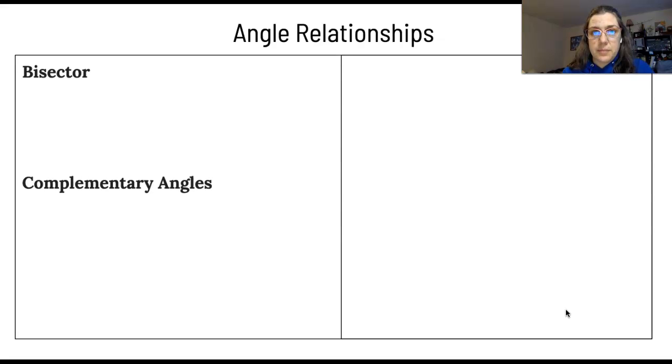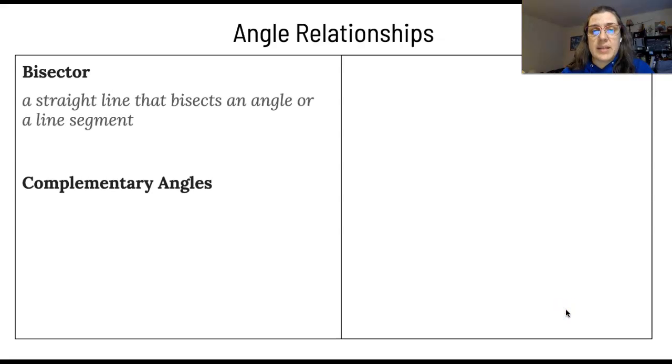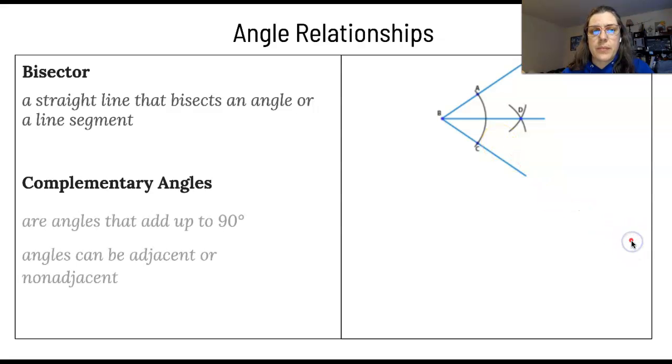Angle bisector. What is a bisector? It's a straight line that bisects, or cuts into two equal parts, an angle or a line segment. This might look familiar to you from previously in the unit. It's a construction that bisects an angle so that each of the new angles are the same, or congruent.